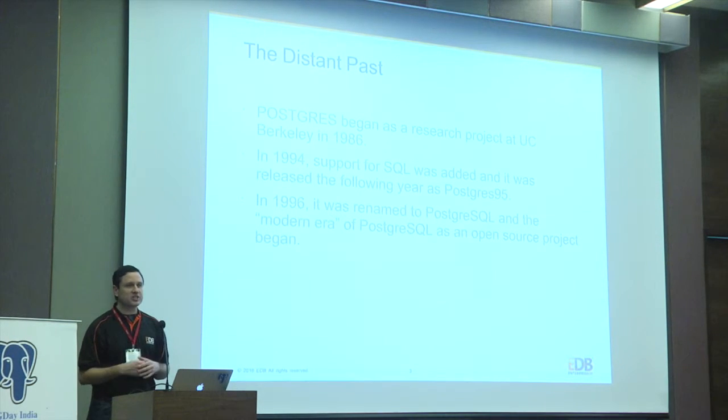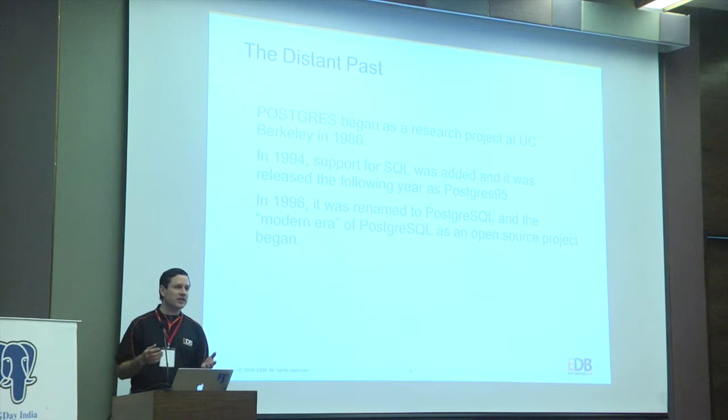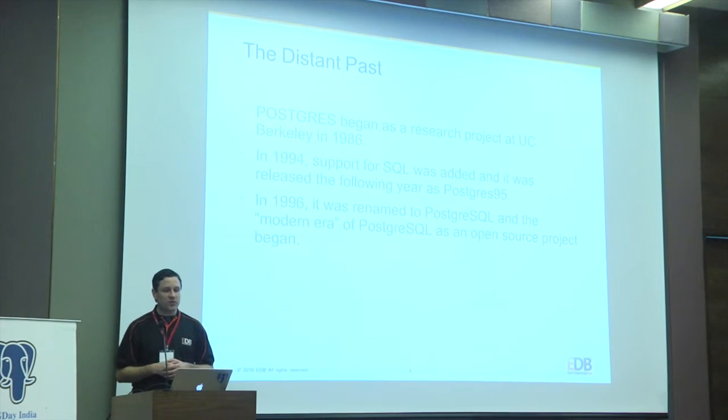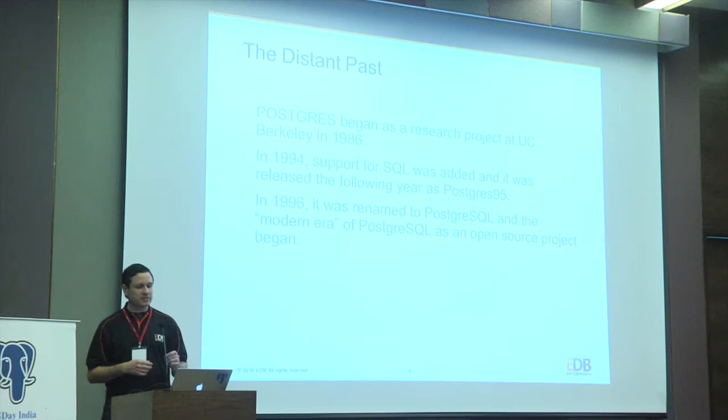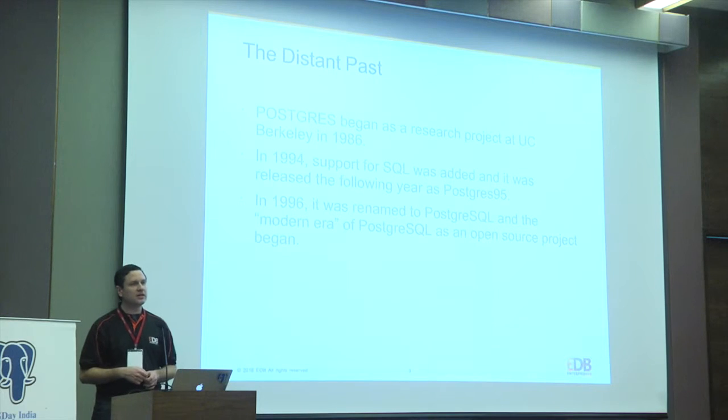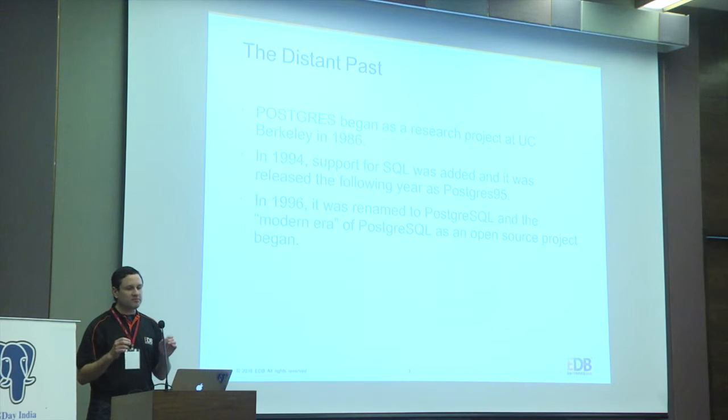The initial versions didn't support SQL. They had their own query language called Quell. SQL support wasn't added until 1994. But in 1996, the project was renamed to PostgreSQL, and that's really when the modern era of PostgreSQL as an open source project began.